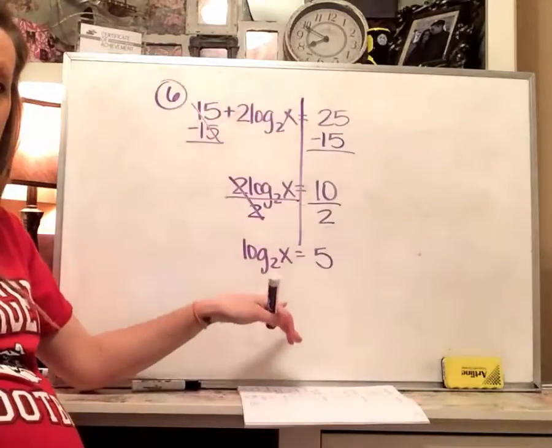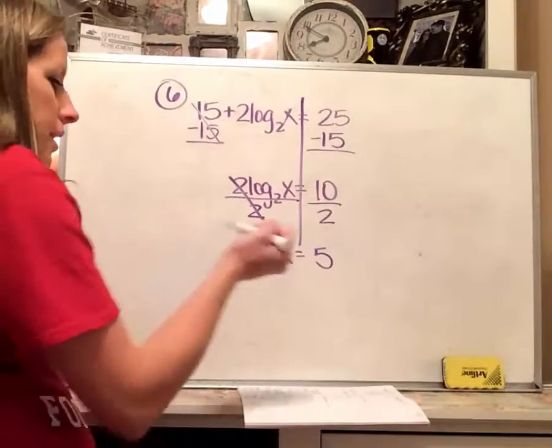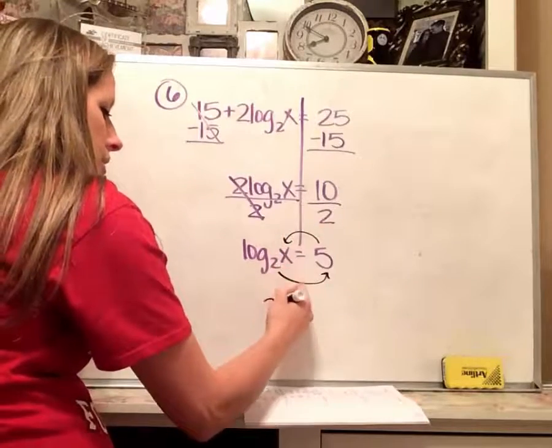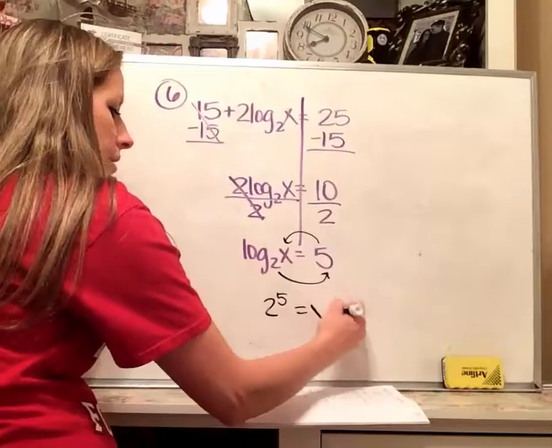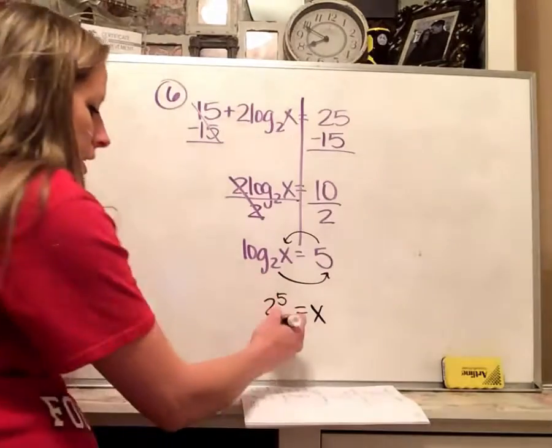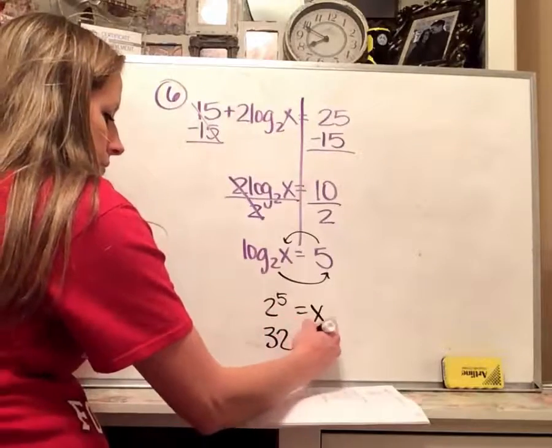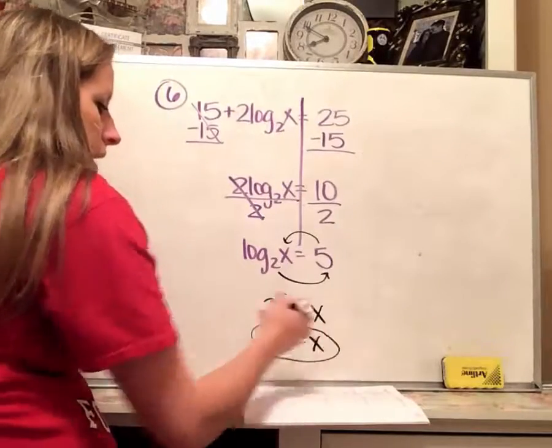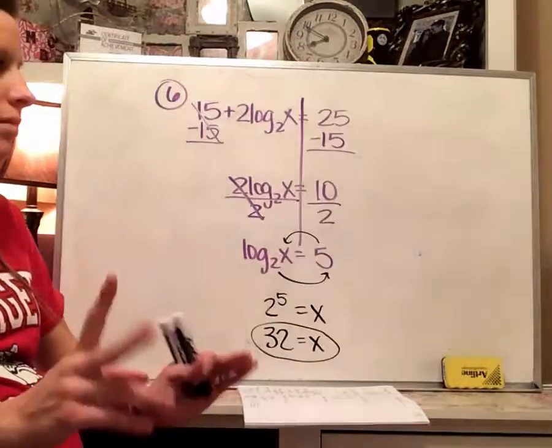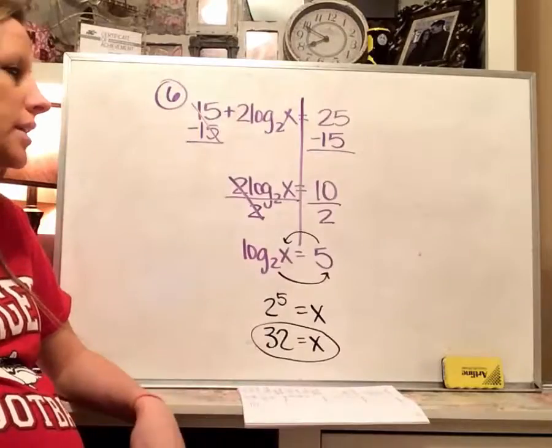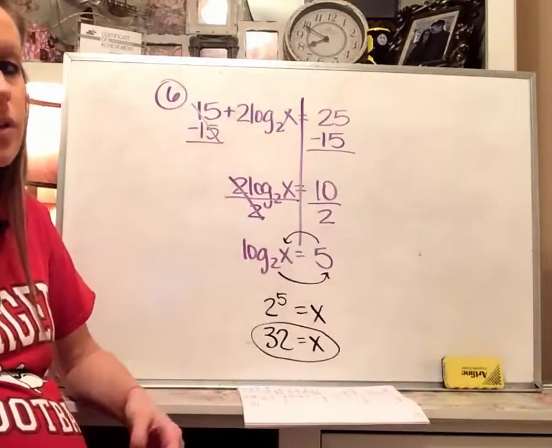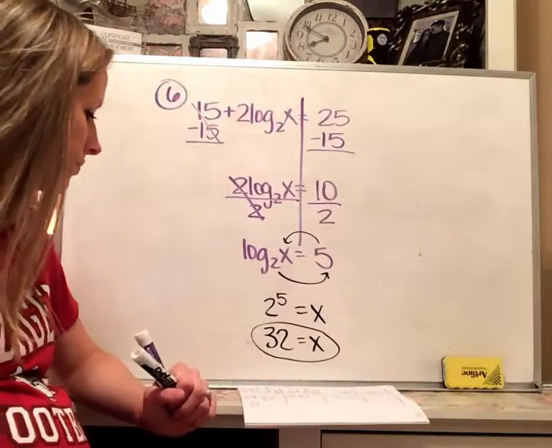Okay, so once you get that log by itself, now put it in exponential form. So 2 to the 5th power equals x. And that you can just punch in your calculator. 2 to the 5th power gives me 32. And that's my answer. So just one of those tips, one of those tricks would be to get the log by itself before you change it to exponential. Makes it a lot easier.